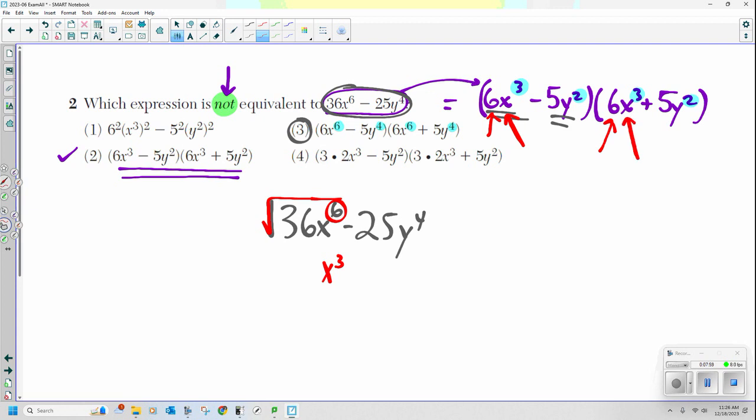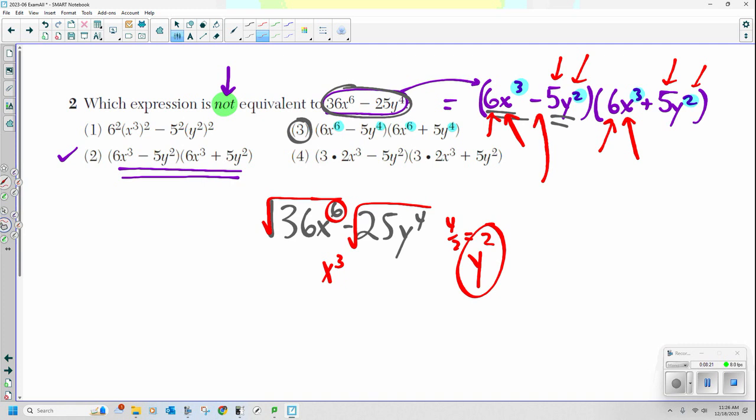And the same thing goes for the next term. The square root of 25 is 5. That's why I have this written. And the square root of y to the 4th, I just take 4 and cut it in half. That would give me y to the power of 2. And anytime it is a difference, meaning I'm subtracting those, I always write it in these 2 parentheses with one minus, and one has to be a plus between them. That's it.